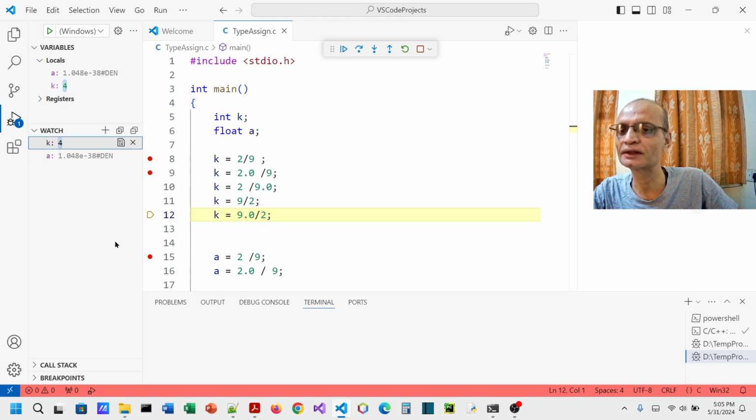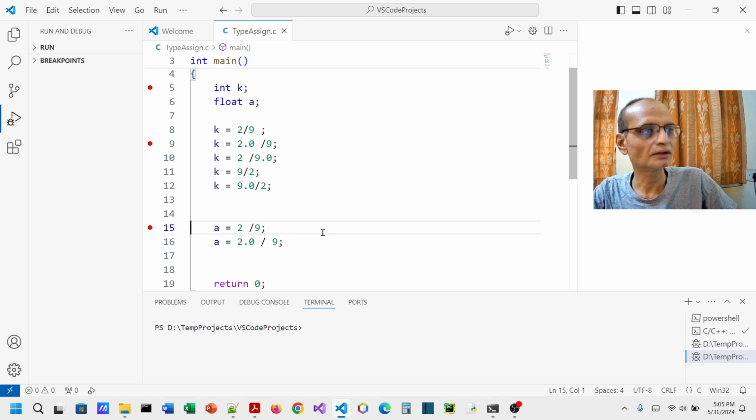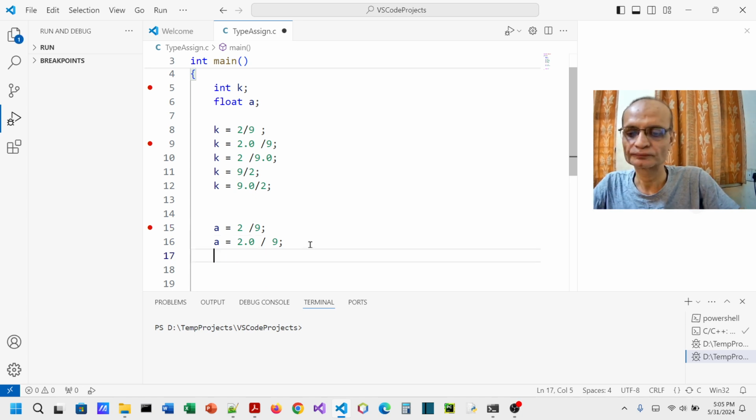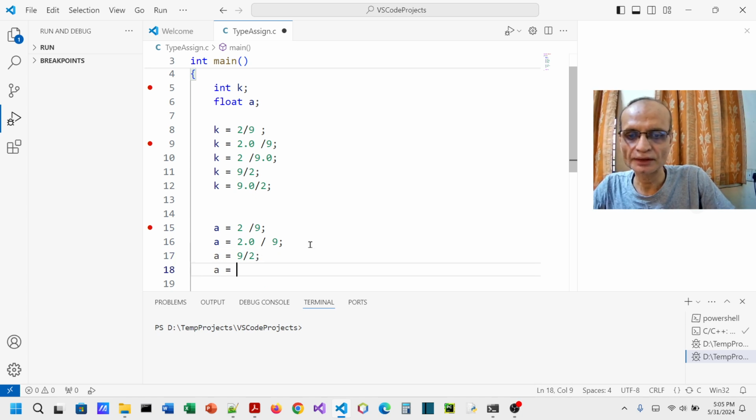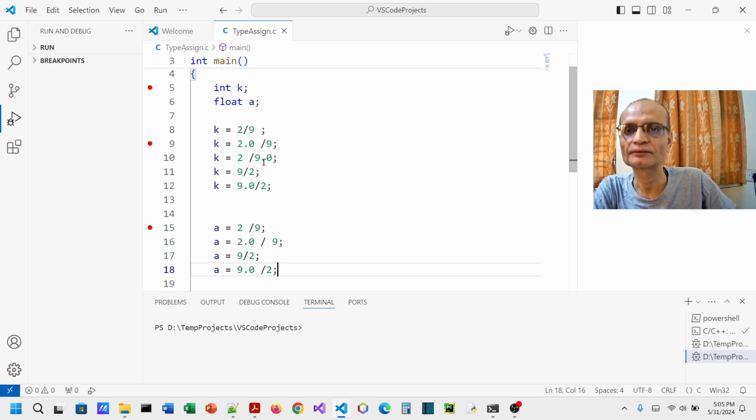That is what you will see here. k is equal to 4. And let me continue. So 9.0 divided by 2, and k is integer. So here once again you are going to get answer as 4. So like that you can play with all these combinations here. Another interesting thing can be a = 9/2 and a = 9.0/2 or 2.0, doesn't matter. Okay, and let's execute it.